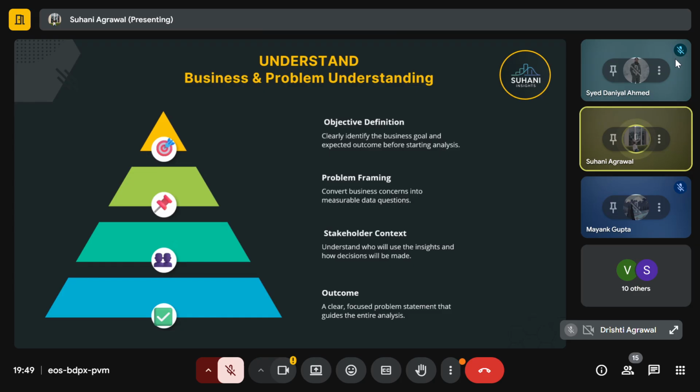Then we have to frame the problem, like our goal is decided. Okay, then we have to frame the problem: what are the business concerns, what are the questions they are asking.